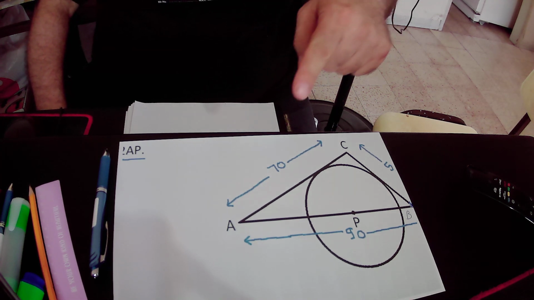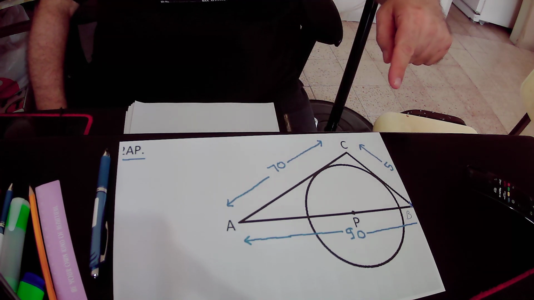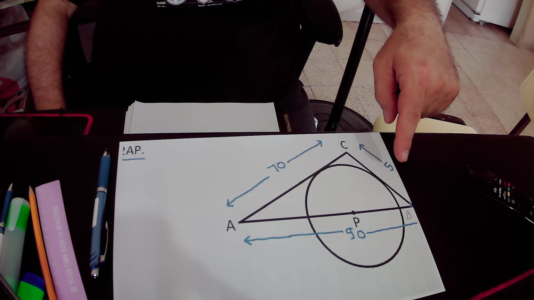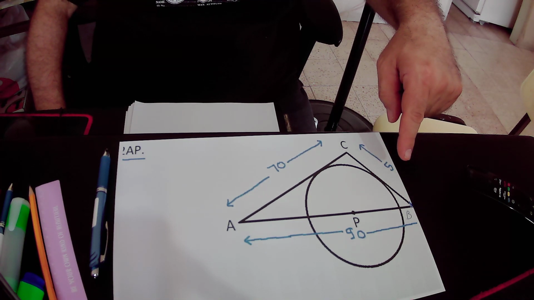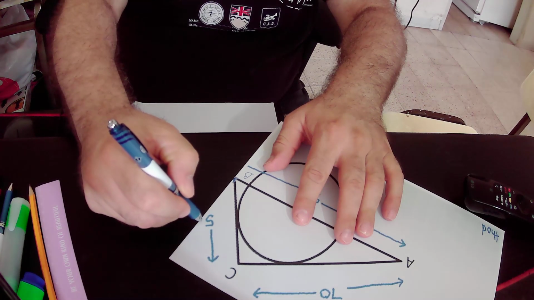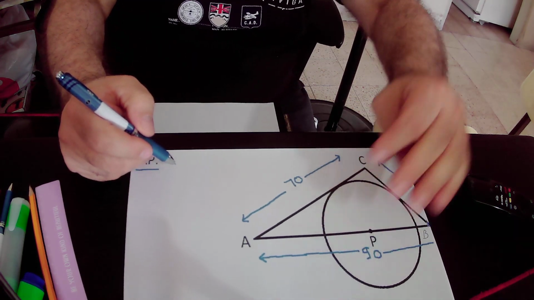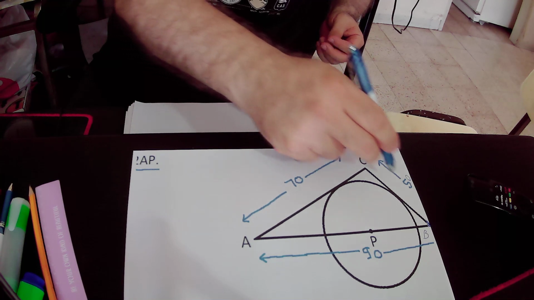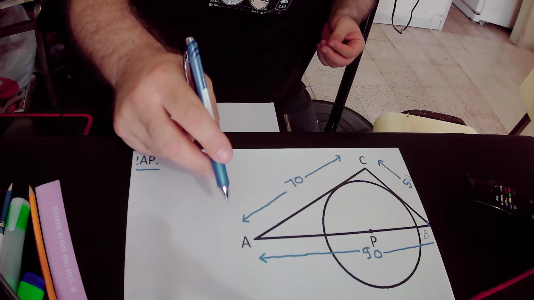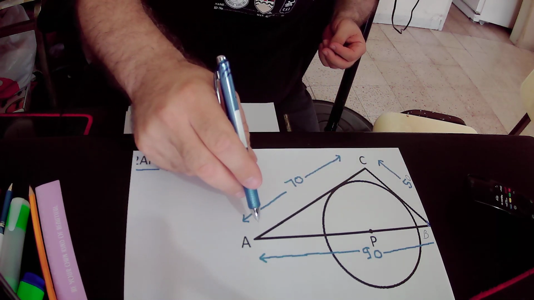The size of AC side is 70 units. The size of CB is 50 units, and the size of AB side is 90 units.